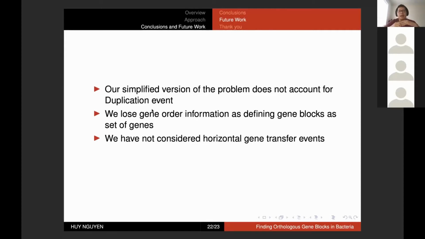Then also we haven't taken into account gene order, because we consider the block as a set of genes or a multi-set of genes, so we lose that gene order information. It will be interesting to take those into account. And also we have not considered horizontal gene transfer events. We only care about vertical transfer events right now.